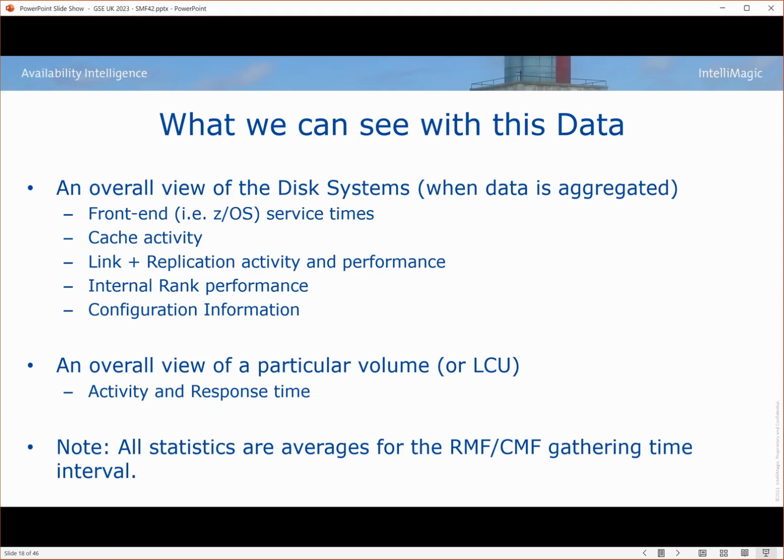And we can look at a particular volume or an LCU or SSID, and again, look at activity and response time. So one important thing to remember is we have intervals for our RMF or CMF gathering timeframe. That means that when you see a response time for a volume, that's the average response time for that interval, which may be 5 minutes, maybe 15 minutes. Okay, so be aware of that. Looking at averages rather than peak information in this kind of data.